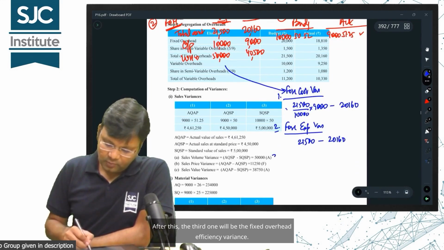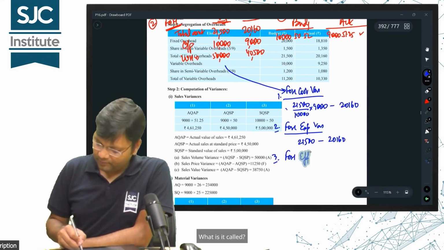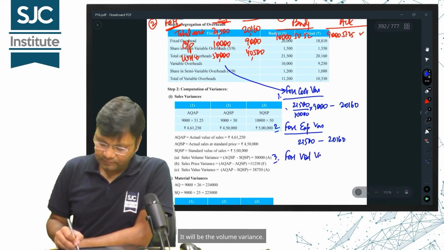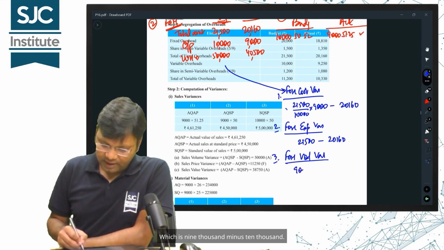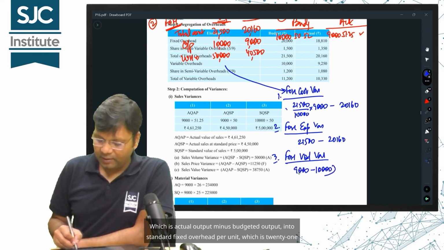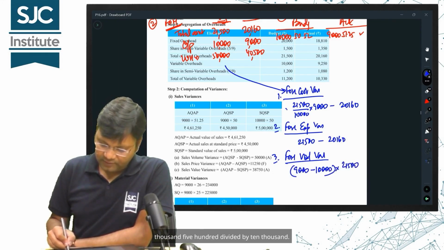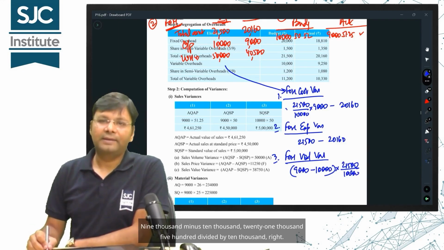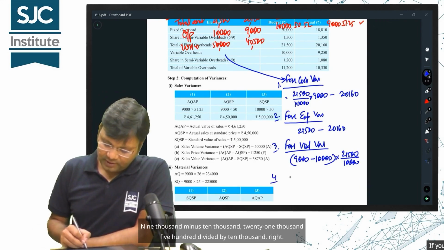After this, the third one will be the fixed overhead efficiency variance. What is it called? It will be the volume variance. Fixed overhead volume variance, which is 9,000 minus 10,000, which is actual output minus budgeted output, into standard fixed overhead per unit, which is 21,500 divided by 10,000. So 9,000 minus 10,000, into 21,500 divided by 10,000.